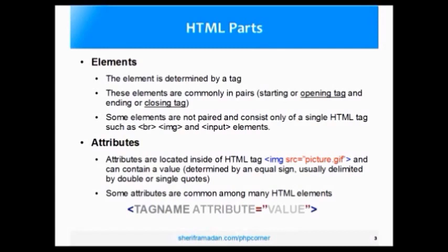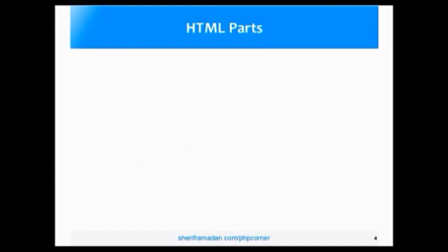So for example, you can have a source identifying which picture you would like this image element in the HTML to load. Additionally, or similarly, you can have many other attributes, such as a style attribute or other attributes that fit particular elements. Some are common, some are not.